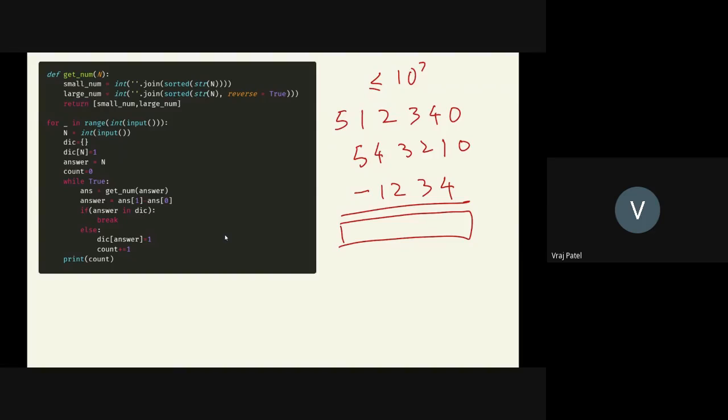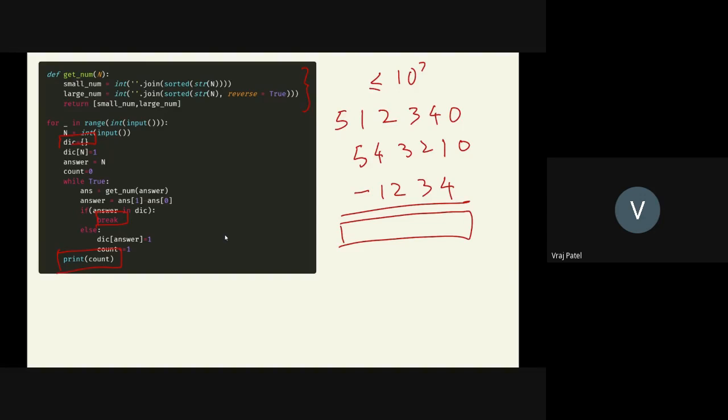So this is just a simple implementation problem. You simply have to write a function which will give you the smallest and the largest number possible from a given number n, and then repeat this process, and whatever answer turns up, you store it inside a dictionary or some kind of a set. Once you get a repetition, you break out of the loop and print whatever answer you have got. So this was the problem.